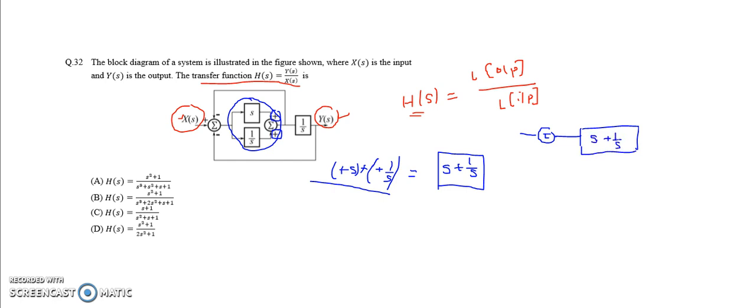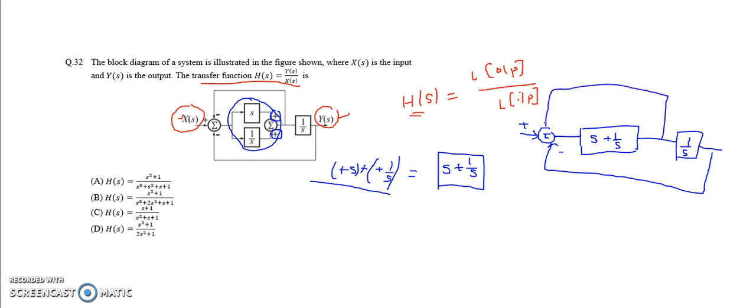s + 1/s. Okay, so this is the equivalent diagram after reducing these two blocks into one, and it has the excitation, that is X(s), and the response, that is Y(s).